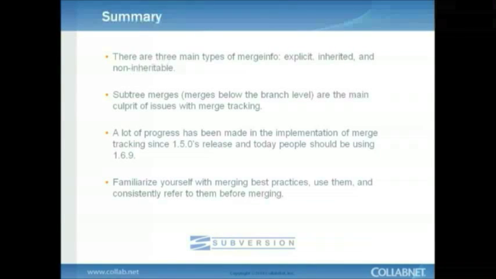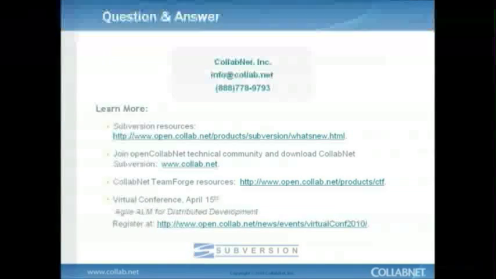So how do you summarize a technical presentation like this one? Well, first, we hope you learn some new vocabulary that will help you understand the breadth of what Subversion is trying to handle and will let you discuss issues with the right terms. Second, subtree merges are the largest culprit of issues, so whenever and wherever you can avoid them, please do so. Third, things haven't stood still since release of 1.5, so keep up with the client releases and be sure to be utilizing 1.6.9 today. Finally, we gave you a list of 10 merge best practices that you should become very familiar with, so you can utilize them and refer to that list as you need to do merges in the future.